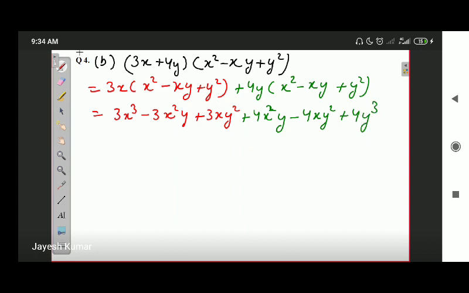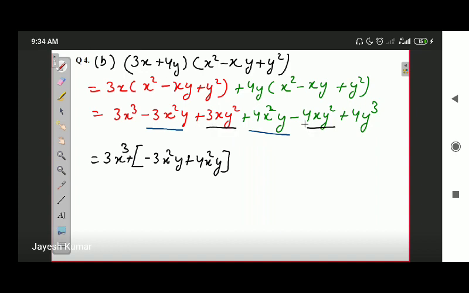Okay. Now, in this, we can see there is a pair of like terms. This is minus 3x square y. This is plus 4x square y. So we will write down like terms with each other. 3x cube as it is, plus minus 3x square y plus 4x square y. And after that, another pair of like terms. This is 3xy square, plus 3xy square minus 4xy square. And finally, we have 4y cube.